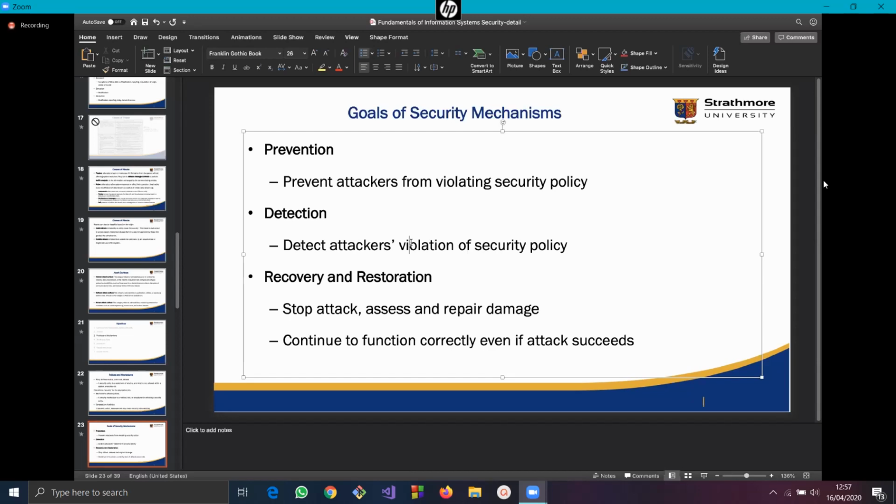I come from the view that almost always it's better to first prevent before going for the others. So I think for every system you prevent first. Okay.